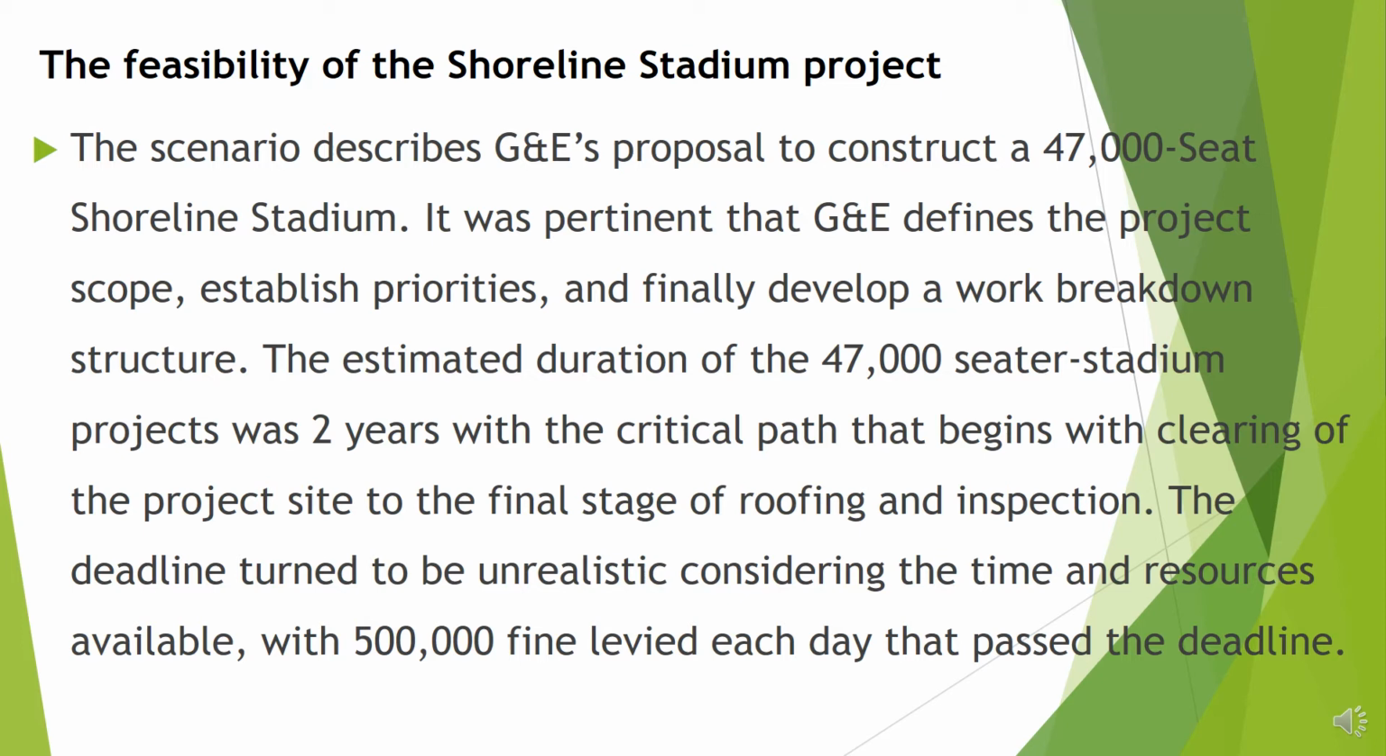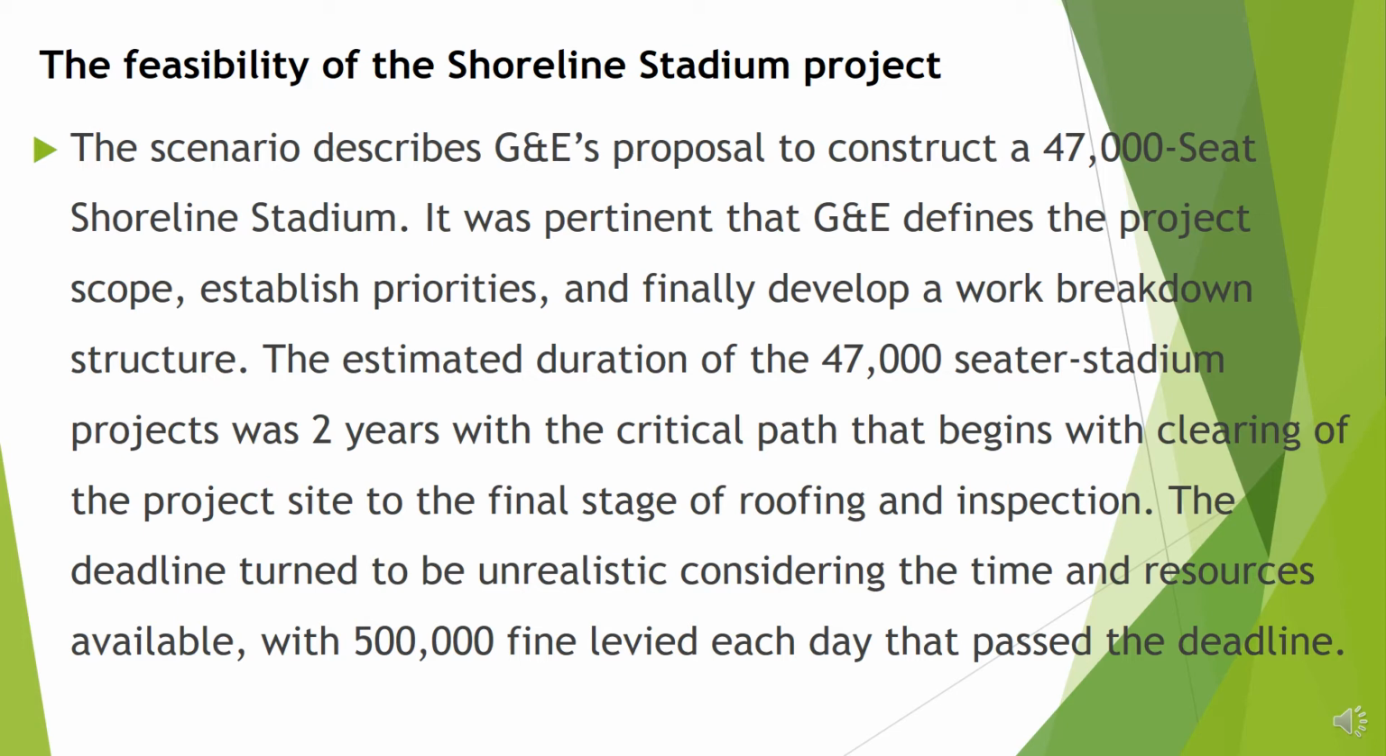The Shoreline Stadium project. The scenario describes GE's proposal to construct a 47,000-seat Shoreline Stadium. It was necessary that GE defines the project scope, establish priorities, and finally develop a work breakdown structure. The estimated duration of the 47,000-seater stadium project was to last 2 years, with the critical path that begins with clearing of the project site to the final stage of roofing and inspection.